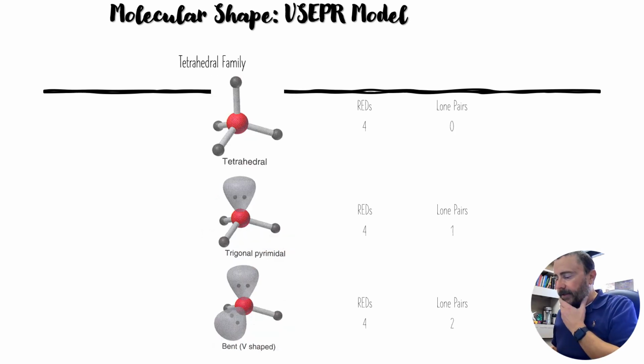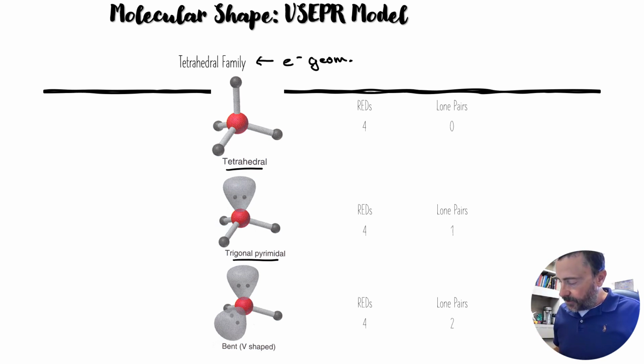Next up we've got the tetrahedral family, which we just saw. We can have four regions of electron density for the tetrahedral family. So the tetrahedral family, this is our electron geometry. And then the shapes are down here, either tetrahedral, trigonal pyramidal, or bent. Those are based on how many lone pairs there are. No lone pairs, it's tetrahedral. There's one lone pair, it's trigonal pyramidal. If there's two, it's bent.